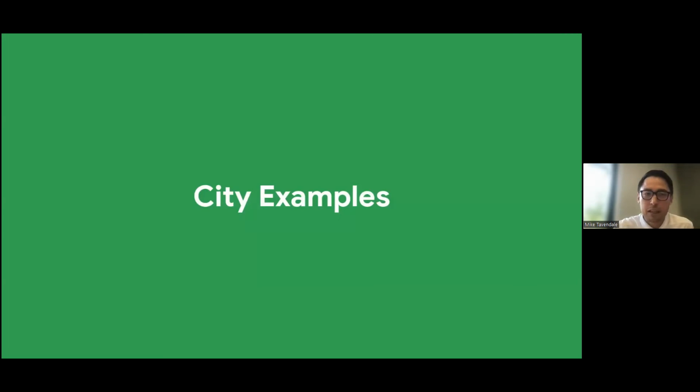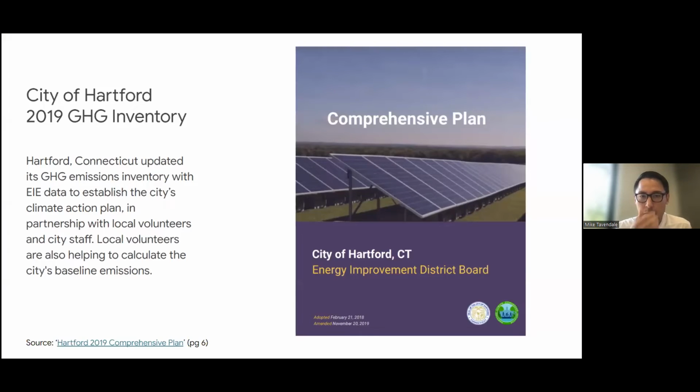Just going to quickly go over these examples. I just have 2 here. Next slide. Here is the 2019 GHG Inventory by the City of Hartford, where EIE data was used to establish the city's climate action plan, but in partnership with local volunteers and city staff. Local volunteers are also helping to calculate the city's baseline emissions. Next slide.